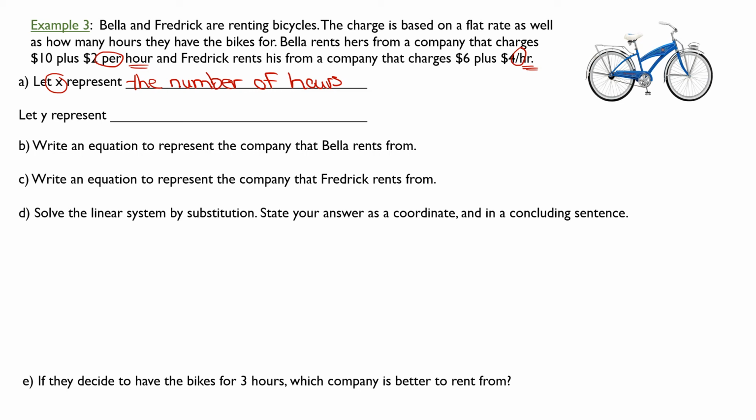And let y represent... so y is the other thing. So number of hours compared to what? What else is going on in this question? Is it how many bikes? Is it how many people? No, it's the number in front of the per, which is there's a dollar sign there. So this is going to be your cost. Oops, the cost.